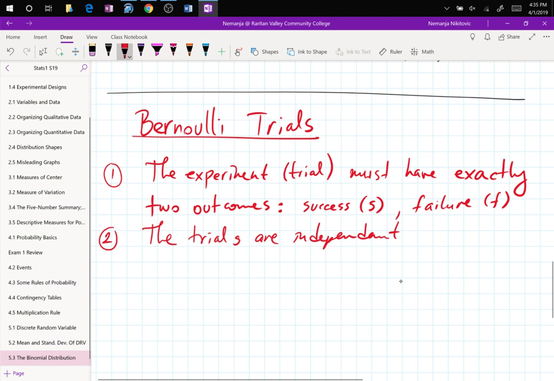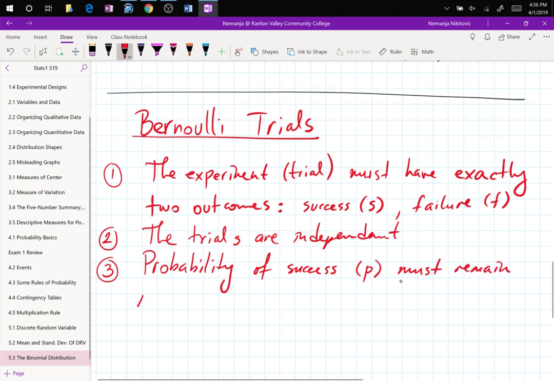And then the probability of success is called the success probability, denoted by P, and it must remain the same from trial to trial.